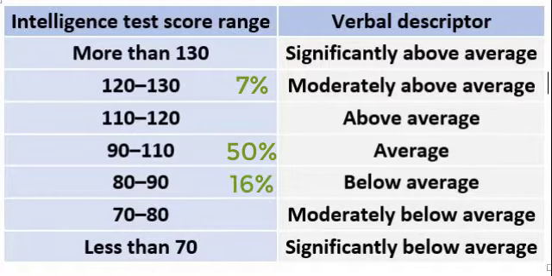Now, because of the symmetry of the curve, we also know, for example, that the above average range has to have 16% of the people too, right? Because 110 to 120 is the same position to the right of average as 80 to 90 is to the left. So it's got to capture the same amount of area. Similarly, moderately below average, 70 to 80, has to be 7%, just like moderately above average. Let's take a trip back to the spreadsheet and see how to do these less than and more than areas.